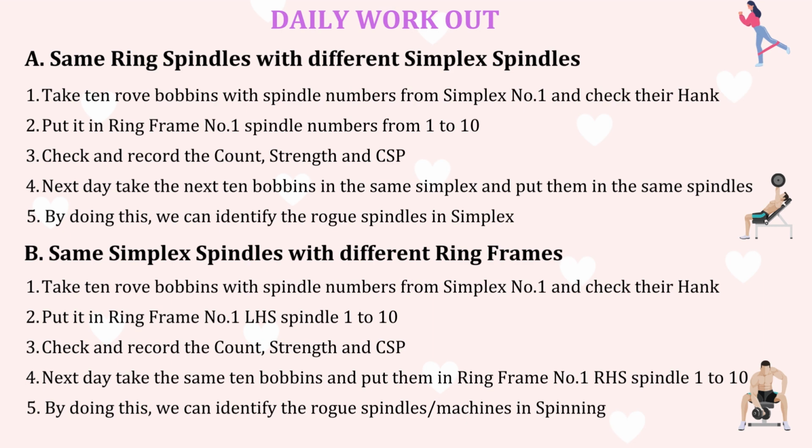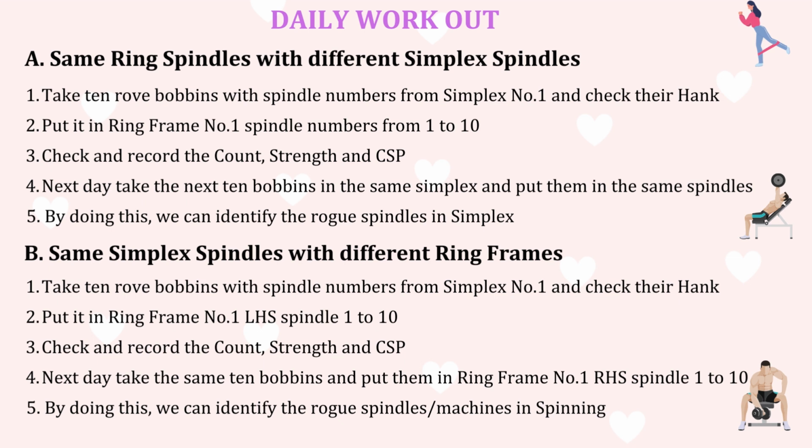Daily workout. Same ring spindles with different simplex spindles. Take 10 roving bobbins with spindle numbers from simplex number 1 and check their hank. Put them in ring frame number 1, spindle numbers 1 to 10. Check and record the count, strength and CSP. Next day, take the next 10 bobbins from the same simplex and put them in the same spindles. By doing this, we can identify the roving spindles in the simplex.